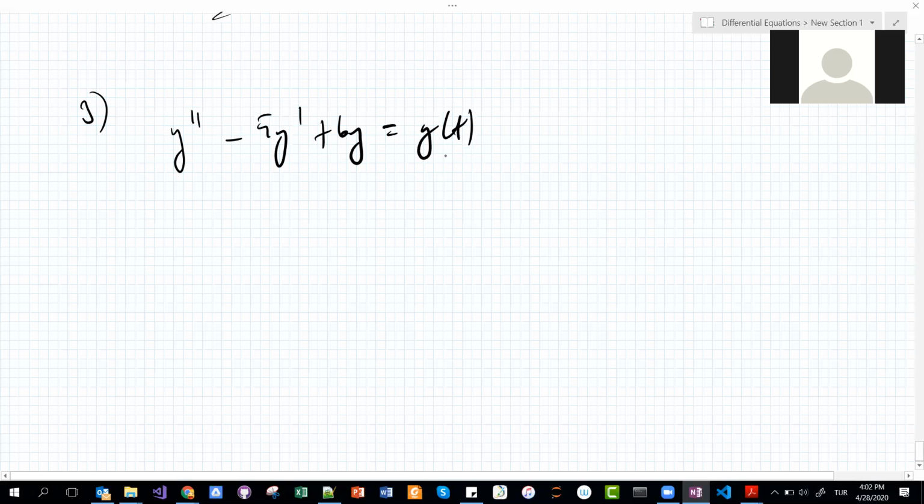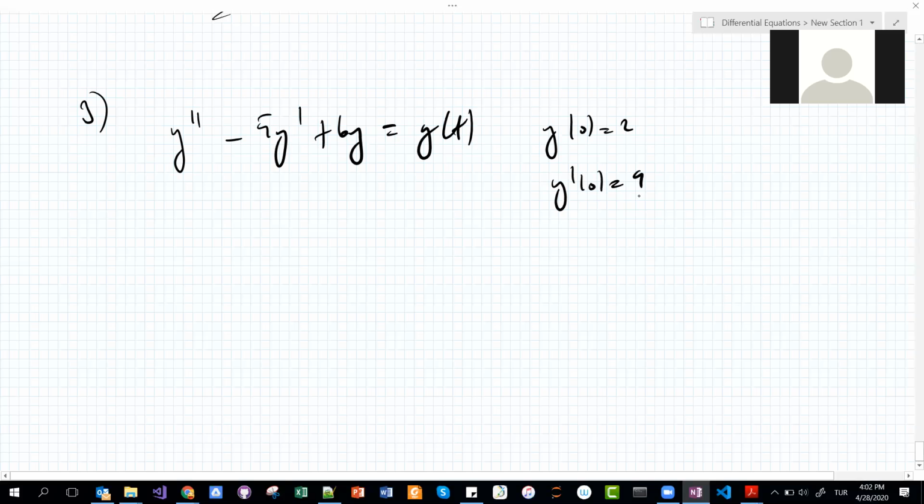Okay, look at the last question, before the integral differential equation. The last question, the third one, is this one: y double prime minus 5y prime plus 6y is equal to g of t, guys. And I have a couple of initial values here, y of 0 and y prime of 0 is equal to 9.